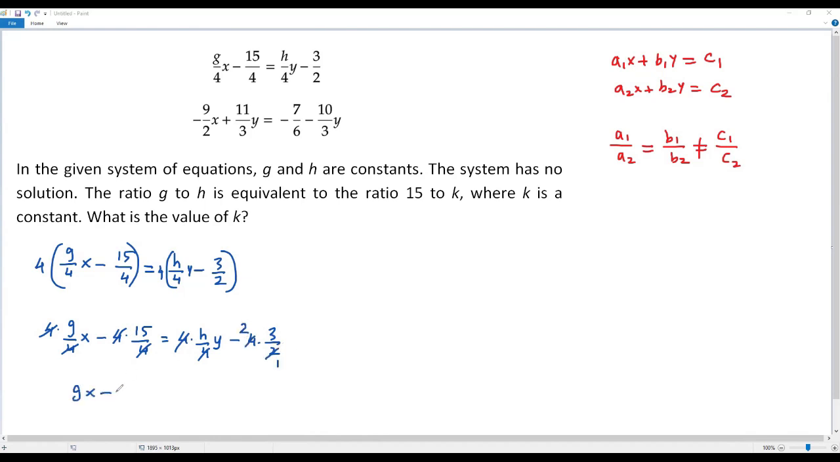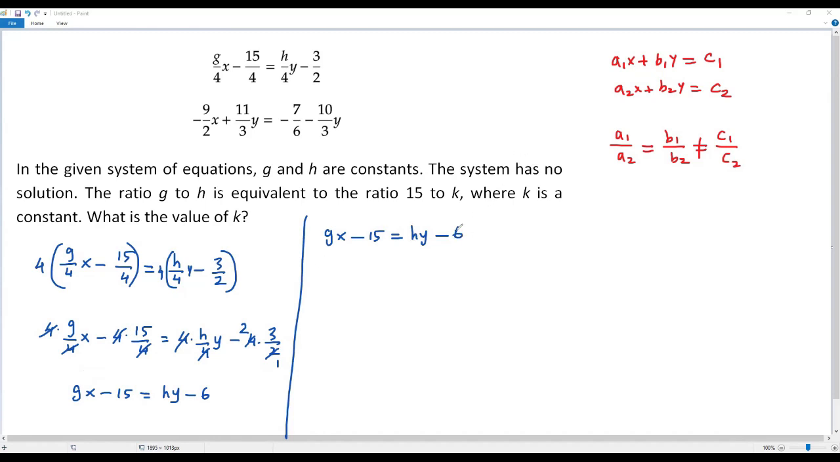We have gx − 15 = hy − 6. Okay, now let me continue over here. Let me take this equation as it is. That is gx − 15 = hy − 6.